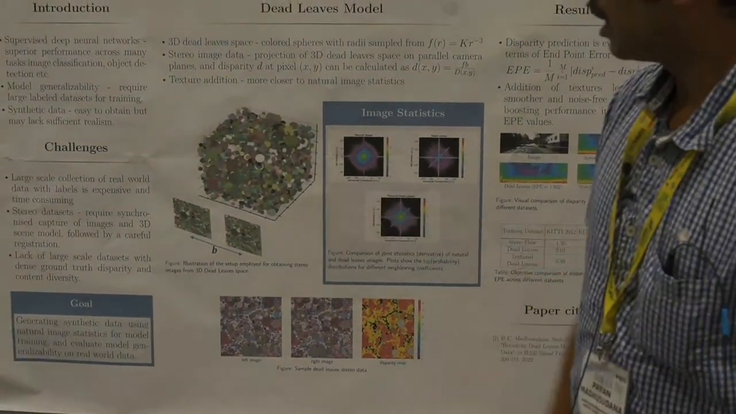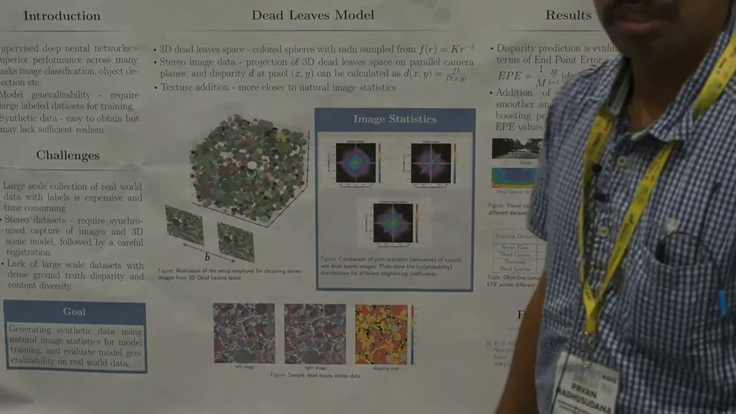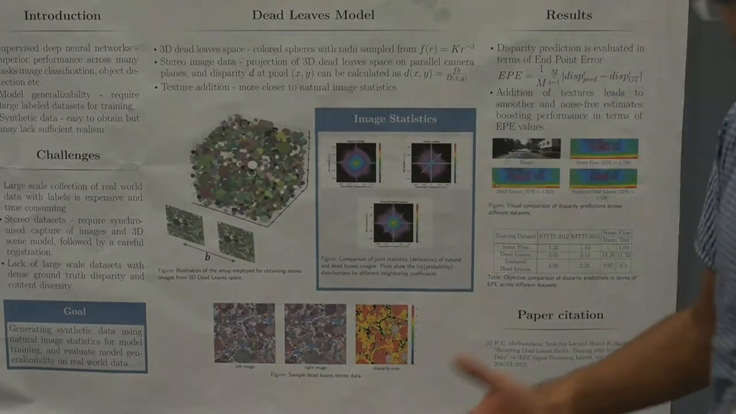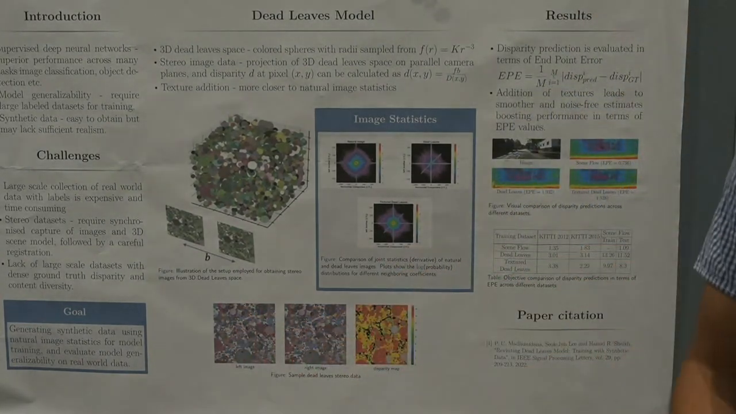Since we already have access to this three-dimensional space, we also have access to the ground truth, which is the depth data here, and the entire training data is obtained as shown over here. We have the left image, the right image, and the corresponding ground truth.